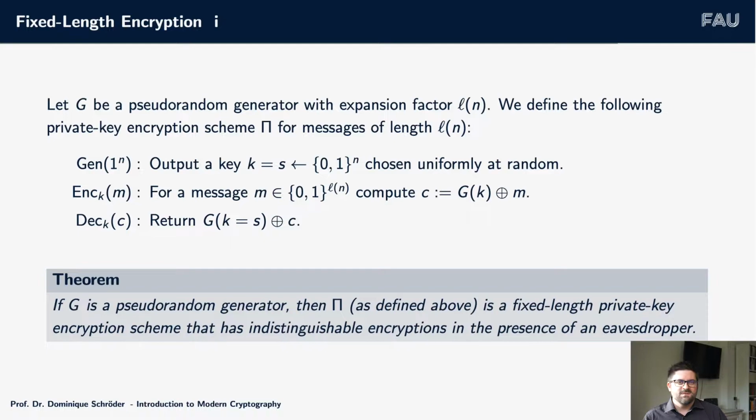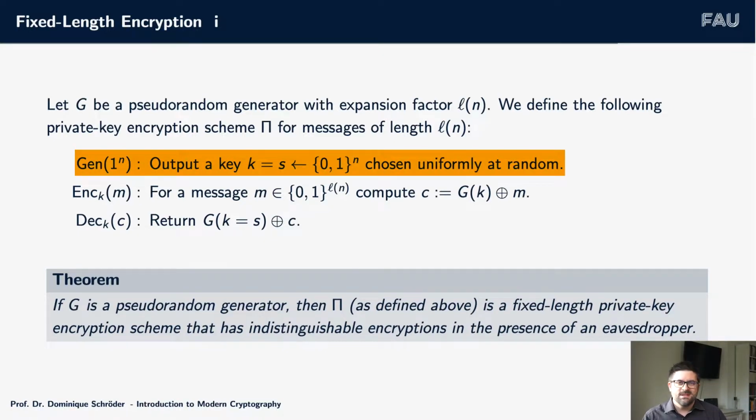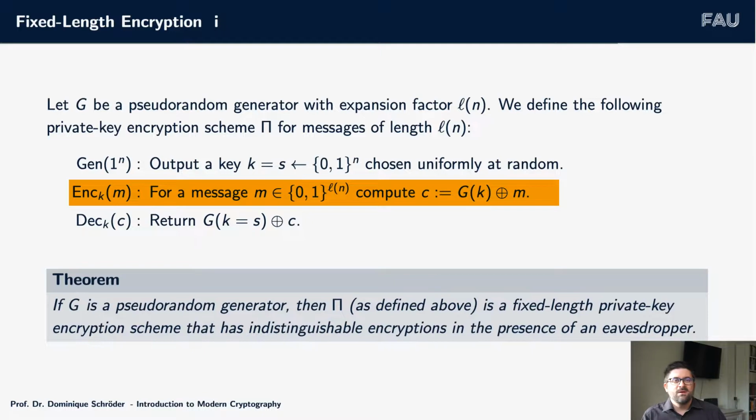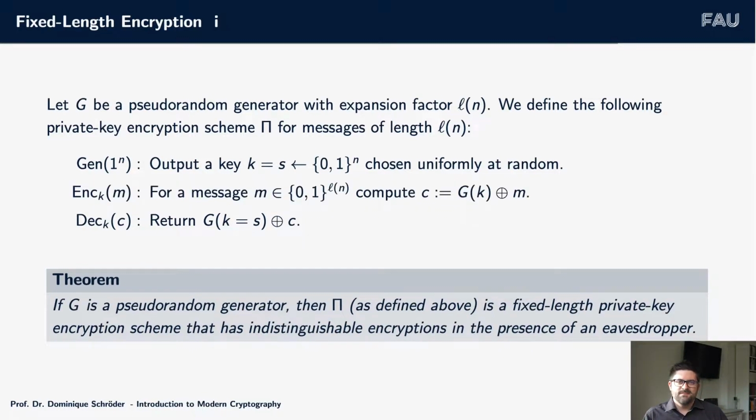More formally, the construction consists as always of three algorithms. The first one is the key generation algorithm, which simply chooses the seed for the PRG. The encryption algorithm now takes as input the seed and evaluates the PRG on the seed, and the output of the PRG is then XORed to the message.